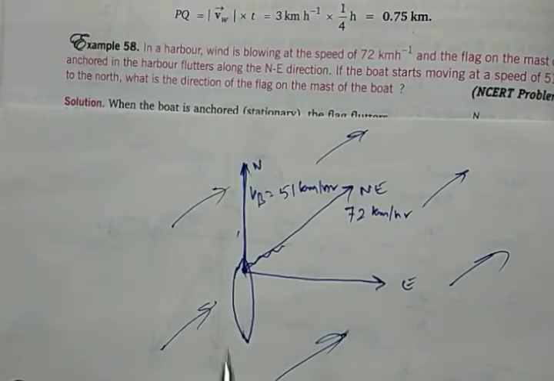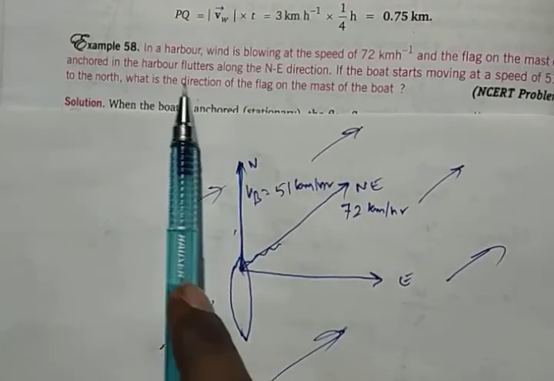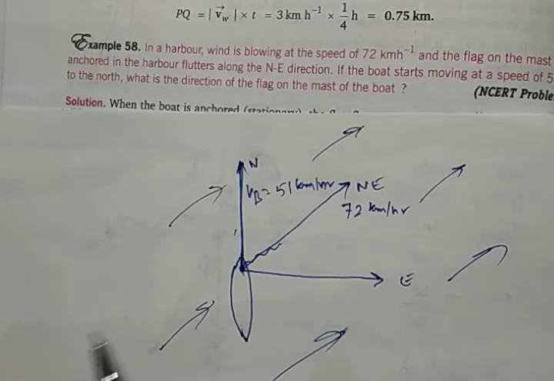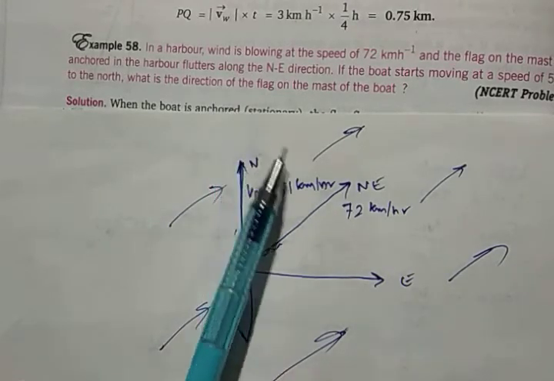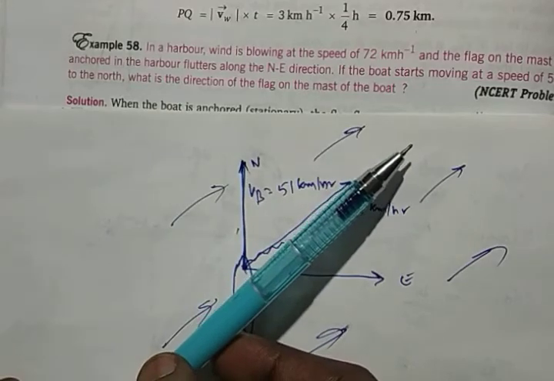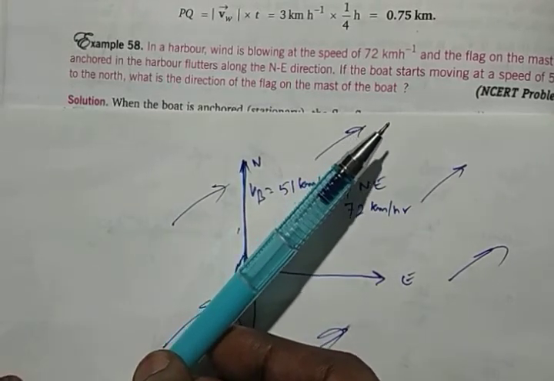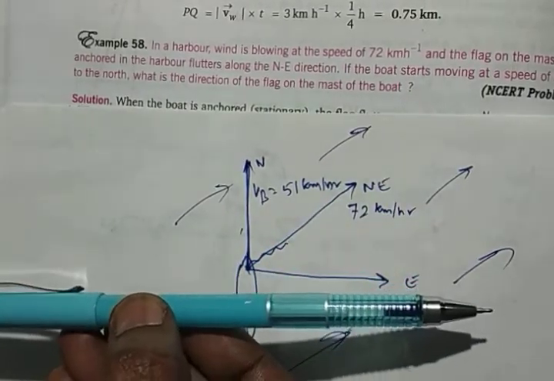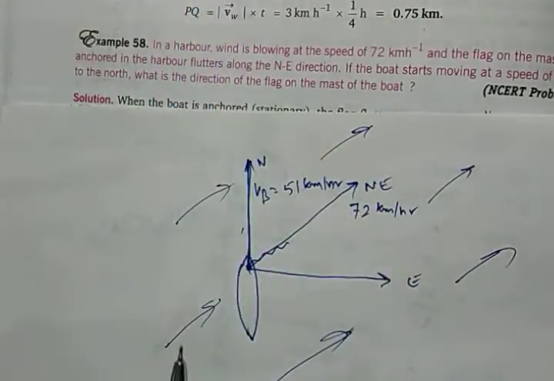The boat is heading in this direction, and the wind is moving in this direction. What is the direction of the flag on the mast of the boat? Can you just imagine how it will happen? It is heading in this direction and the wind is going in this direction. So the flag will not flutter like this. The flag will start fluttering in this direction, because the boat is already heading in this direction.